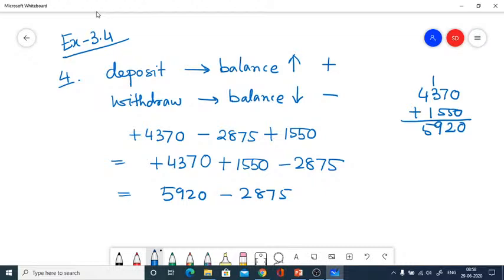Did I go wrong somewhere? Wait, 5370 plus 1550, 5920. Okay, minus 2875. So that will be 3047. 3045.